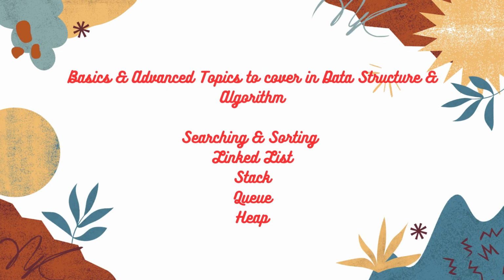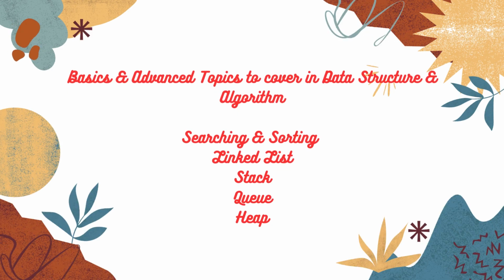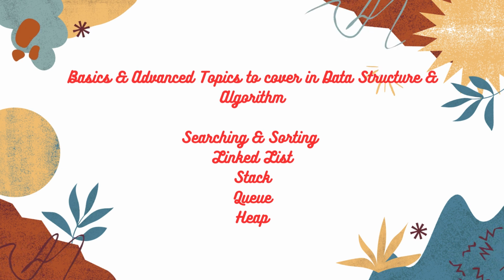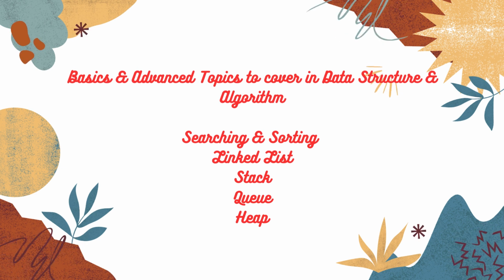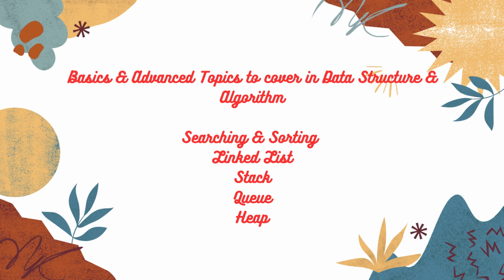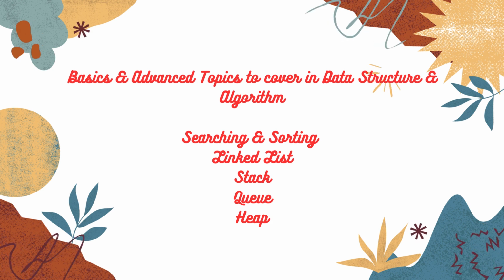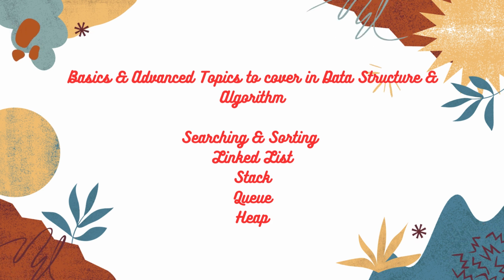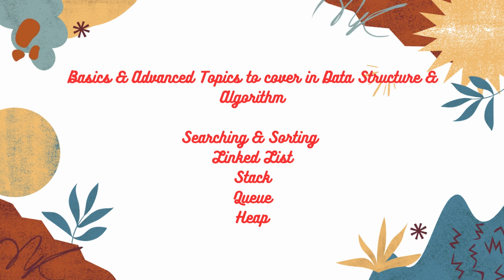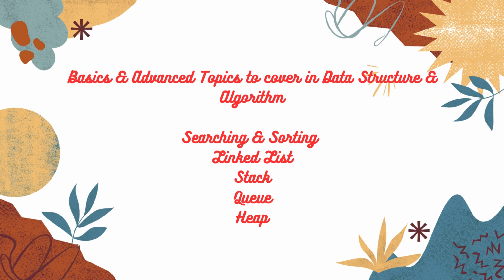So here are the basic and advanced topics to cover in data structures and algorithms. The first topics are searching and sorting, then linked list, stack, queue, and heap. Those who have a grip over the basic concepts of DSA can move forward to cover tree data structure, tree traversal, binary tree, hashing, and graph, etc.